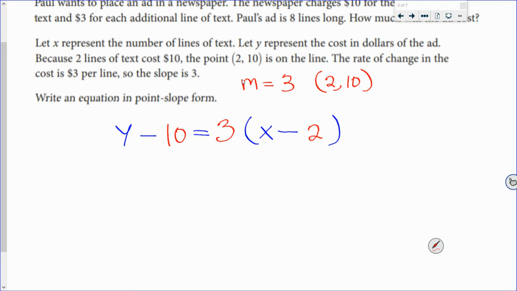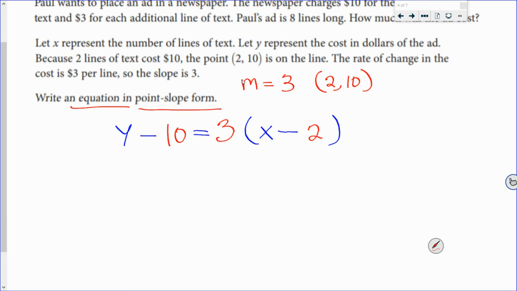That's it. And we can do more to that. We can manipulate it. We can multiply it. We can convert it to slope-intercept form if we wanted to, and if we did that, we're just solving it for y. But in this case, all it was asked to do was write the equation in point-slope form. So therefore, I'm done. That's all there was to it.